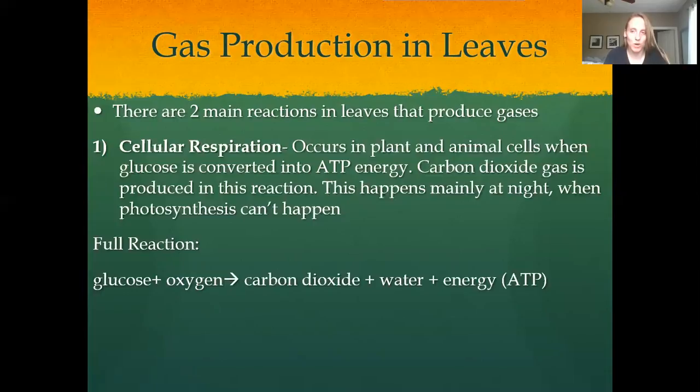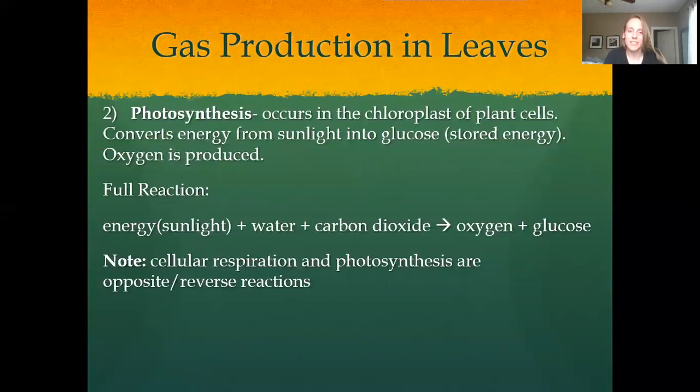This is much more common in animals. This happens constantly in animals. It happens to a much lower extent in plants. But the carbon dioxide that is produced then does need to escape the leaf. That does happen mainly at night when photosynthesis isn't happening, but again, it's to a much lower extent. Plants use a lot more carbon dioxide than they produce, which is not true for animals. Photosynthesis is the main form of gas production in leaves.